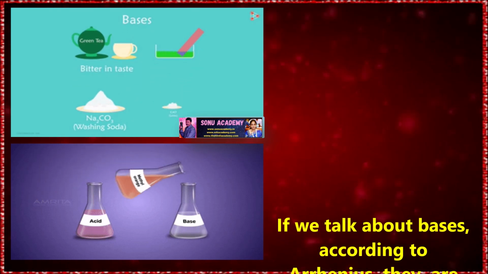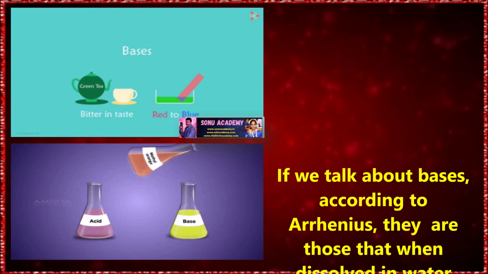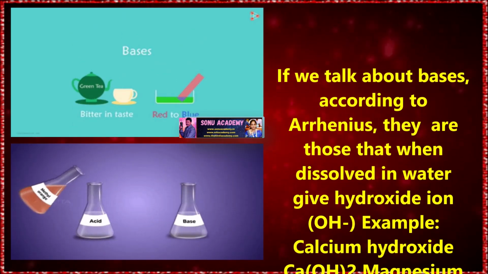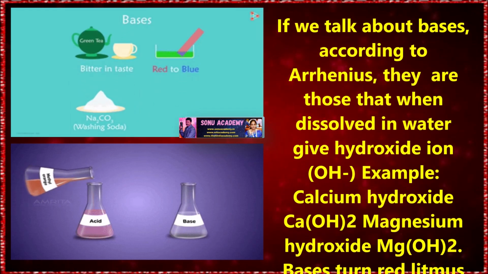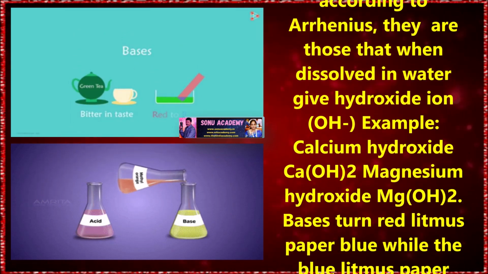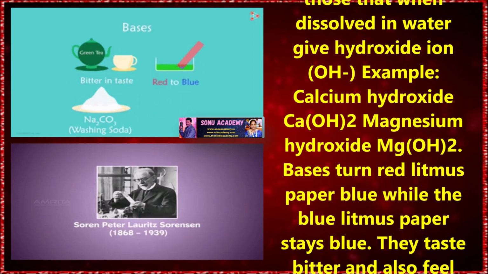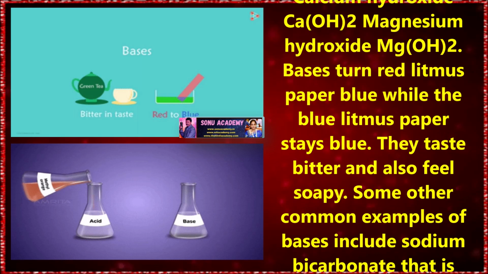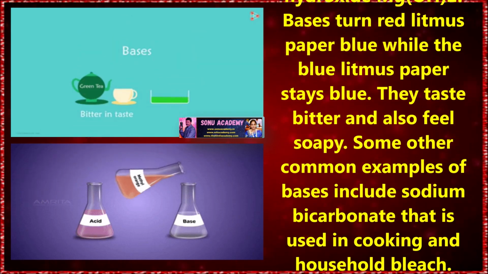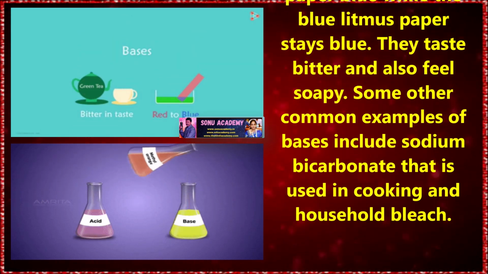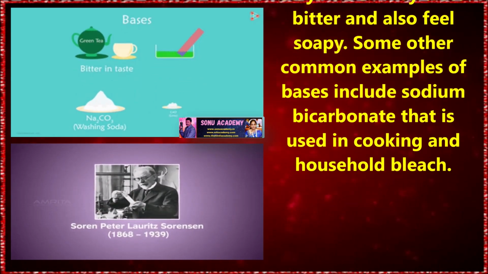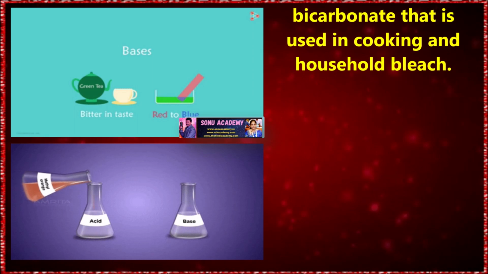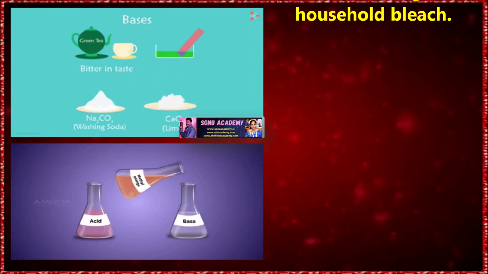Children, now let us discuss bases. According to Arrhenius, bases are those that when dissolved in water give hydroxide ions. Calcium hydroxide and magnesium hydroxide are examples of bases. Bases turn red litmus paper blue, while blue litmus paper stays blue. They taste bitter and feel soapy. Other common examples of bases include sodium bicarbonate, used in cooking, and household bleach.